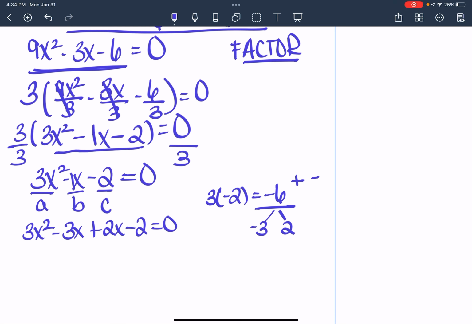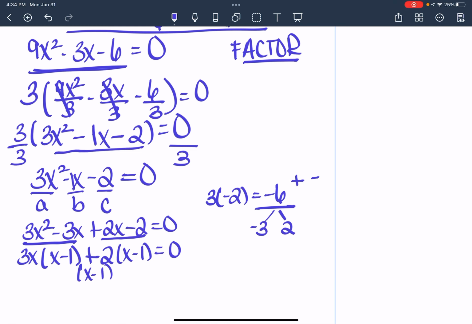So now when I write my factors, 3x squared and 3x have a GCF of 3x. And if I factor that out, that leaves me with x minus 1. Plus 2x minus 2 has a GCF of 2. So if I factor that out, that leaves me with x minus 1. So when I write this, I have x minus 1 times 3x plus 2 equals 0. So now I'm going to set each factor equal to 0. So I say x minus 1 equals 0. I solve that by adding 1 to both sides, and that's x equals 1.